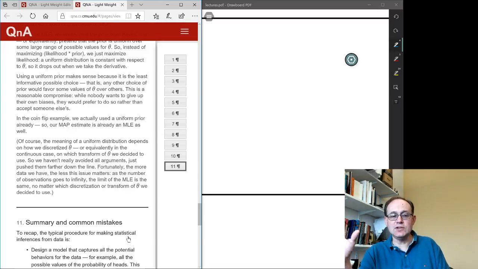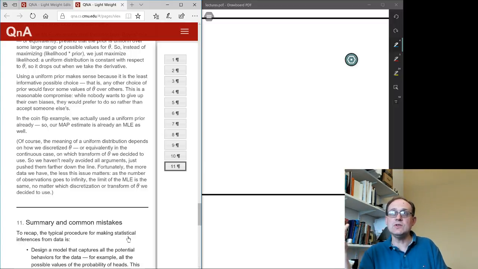Now, let's get back to the meaning of a uniform distribution and this problem with discretization. If we discretize differently, we're still going to get a different answer, right? A uniform distribution over C-style floats is different than a uniform distribution over fixed point numbers, meaning an even discretization of an interval. And so we haven't gotten rid of all arguments, we've just pushed them from an argument over the prior to an argument over how we discretize our parameter space.